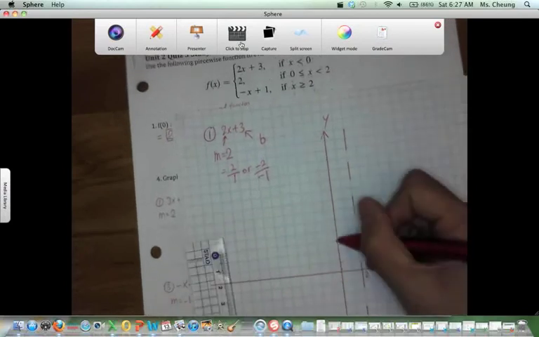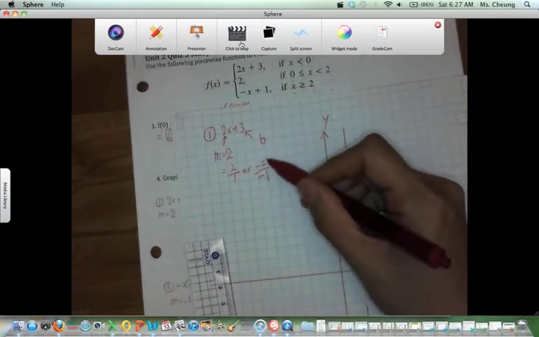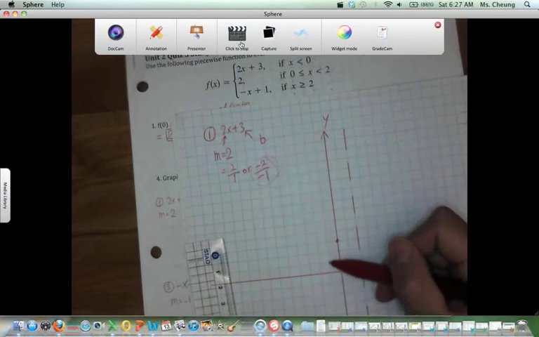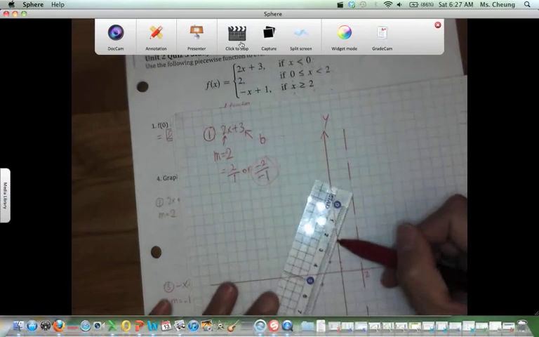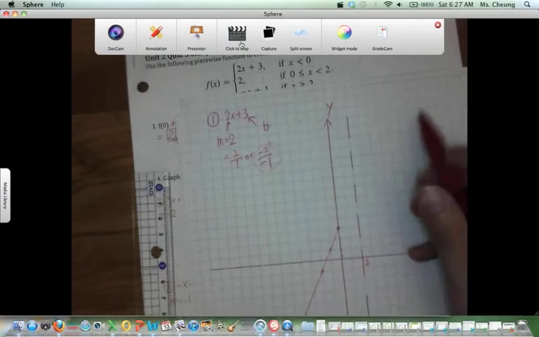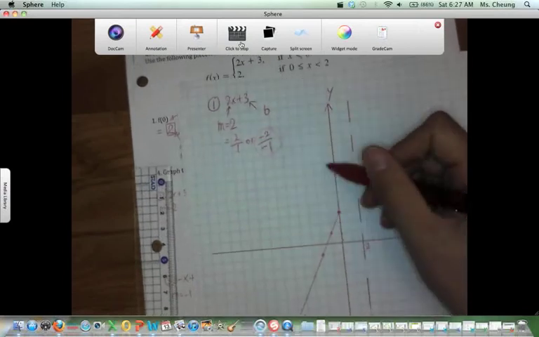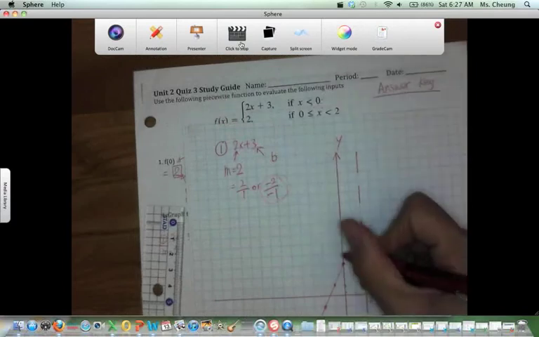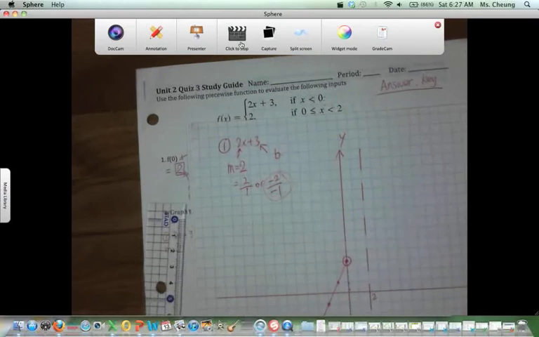So instead of going up, I'm going to use this negative 2 over negative 1 to help me graph the second point. So I'm going down 2, going to the left by 1, down 2, left by 1. So this is my graph. This will be my line, and if x is less than 0, that means that x cannot equal 0. I'm going to use an open dot, or you can call it an empty dot.